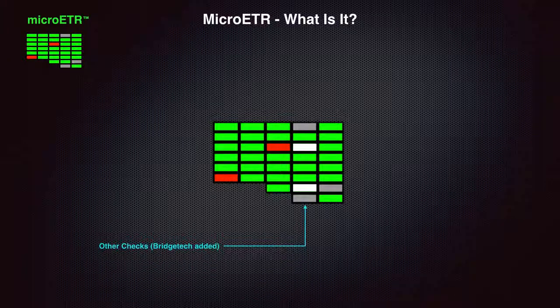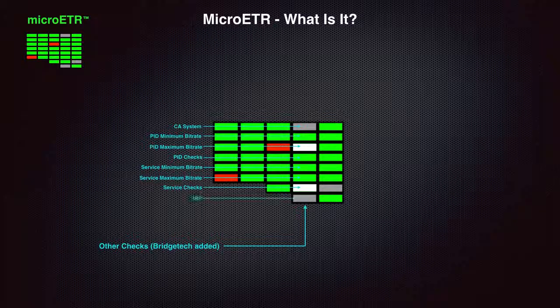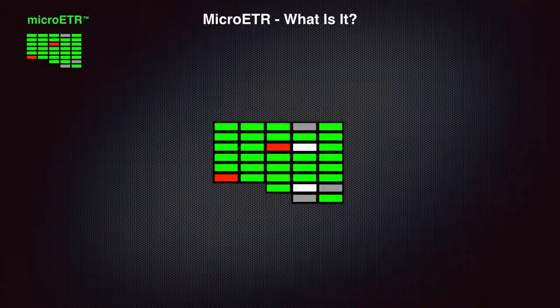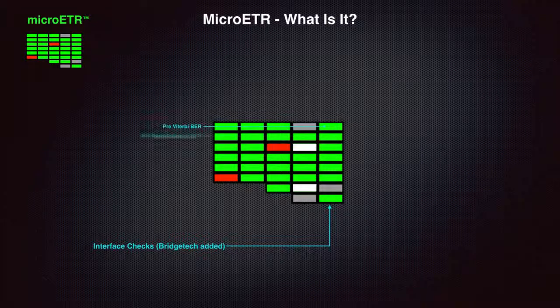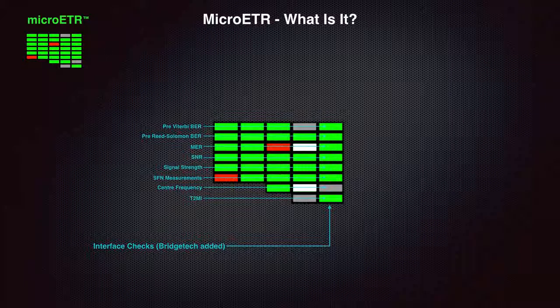Column 4 is different in that it doesn't display any ETR errors, but instead some additional tests added by BridgeTech. These range from CA system checks through PID and service checks. The final column shows interface checks, and the data shown here depends upon the interface being checked. In this example, we're showing the interface of a DVB-T transport stream. You can see the checks are specific to this interface type.